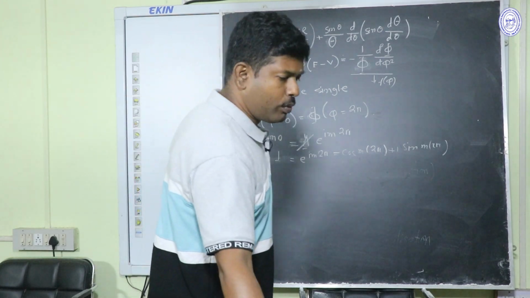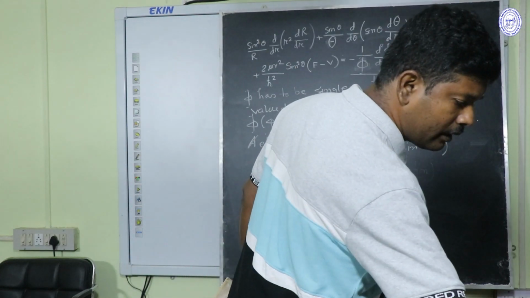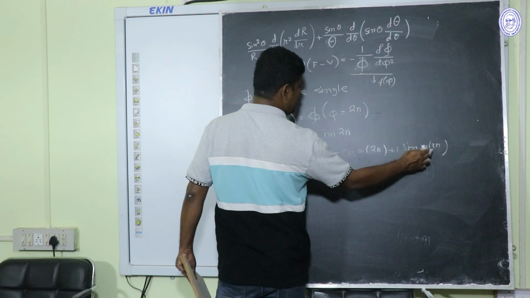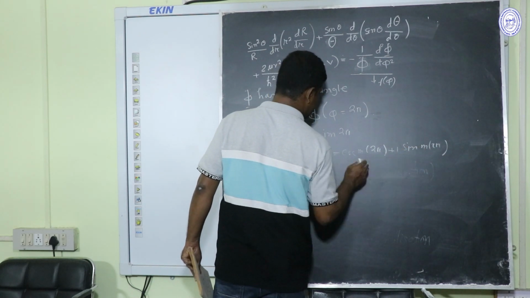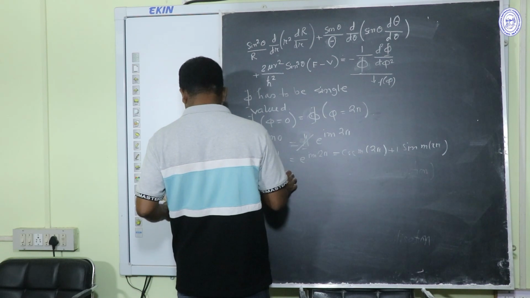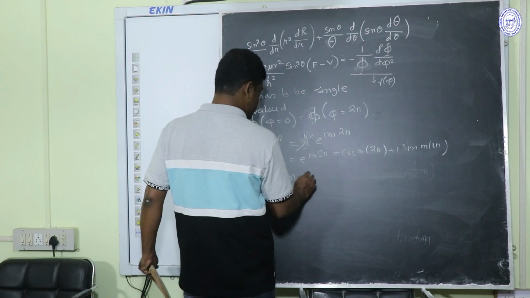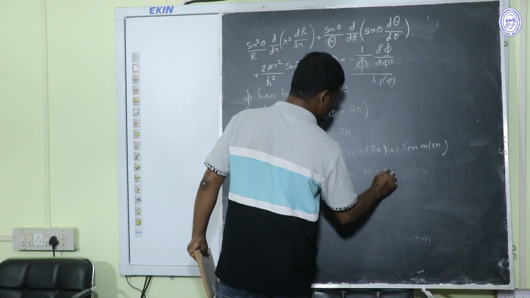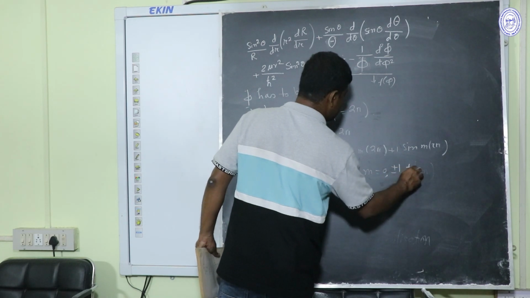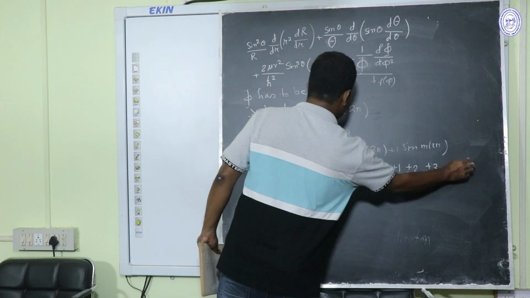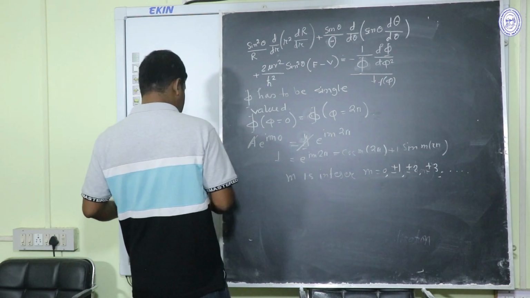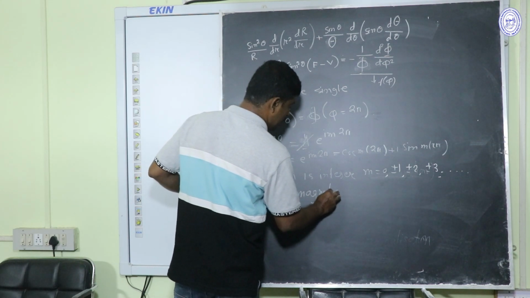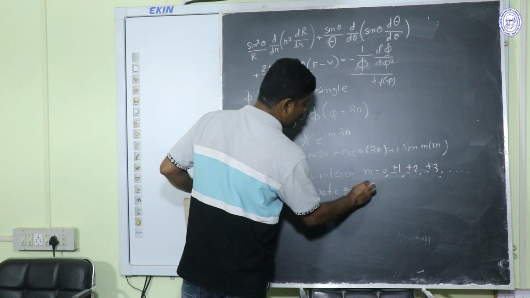So cos(m 2π) will give 1 when m is an integer, and sin(m 2π) will give 0 when m is an integer. So from this equation we find that m is an integer, having values m = 0, ±1, ±2, ±3, and so on. And this m is called the magnetic quantum number.